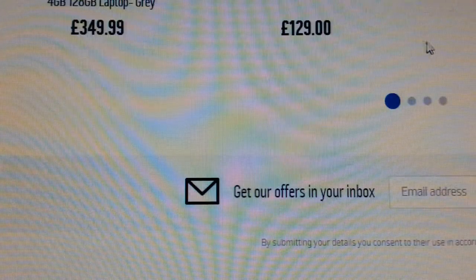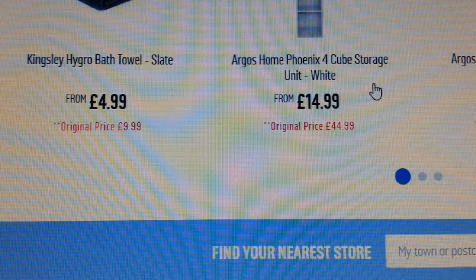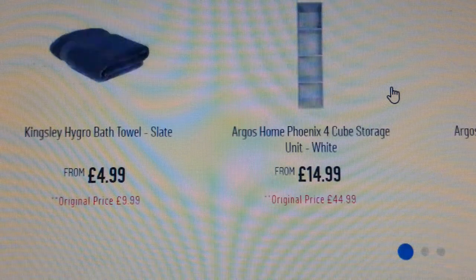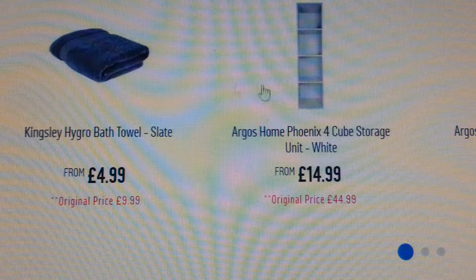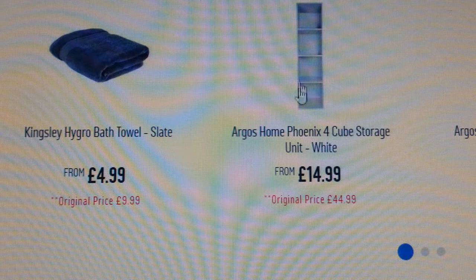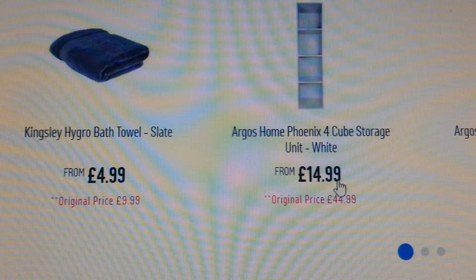Right, next thing here at the bottom, they give you more suggestions. Here we go, this is quite interesting. Argos Home Phoenix 4Q storage unit. Storage unit, you can sell them anytime. You don't have to have a special occasion like Christmas or New Year's. You can sell this stuff anytime. Look, $14.99, original price $44.99, they're selling it.